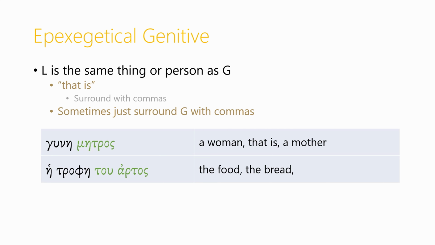Similarly, he trophe tu artou, the bread food, we might decide that the relationship between the bread and the food is, again, that they're identical. And so we could say the food, comma, the bread, comma, and then continue with the sentence.